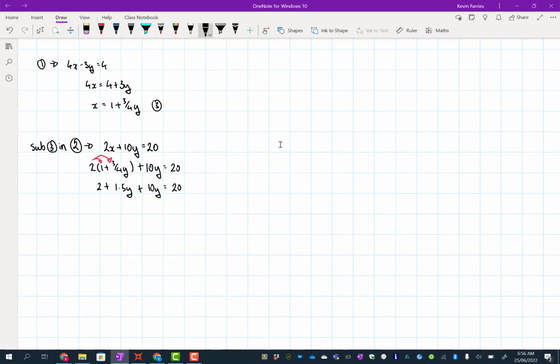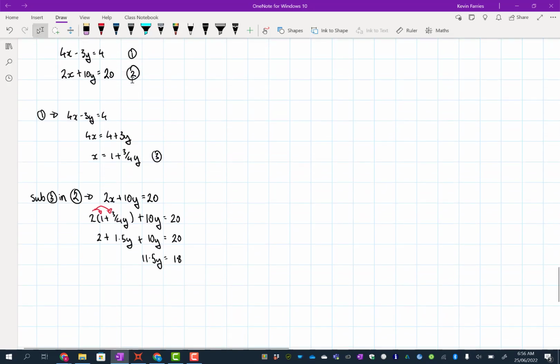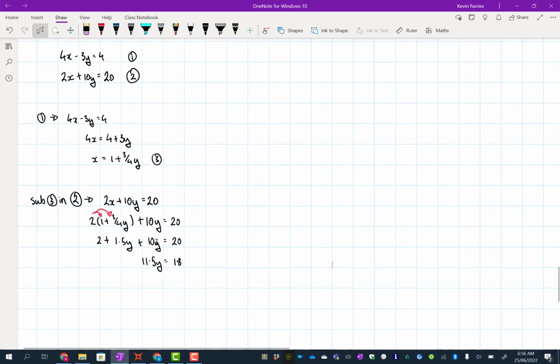So therefore we're going to get 11.5y equals 18. Take away 2 from both sides. So I'm combining these two, and I've taken the 2 across, so plus 2 on this side, so I have to take away 2 from both sides. So I'm going to end up with 18 on the other side. So we're going to get y equals 18 divided by 11.5.